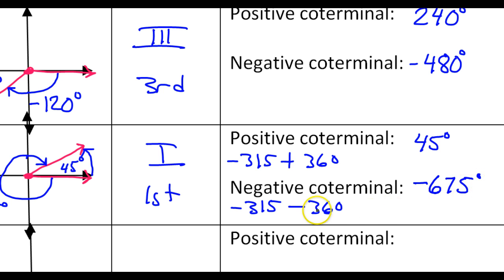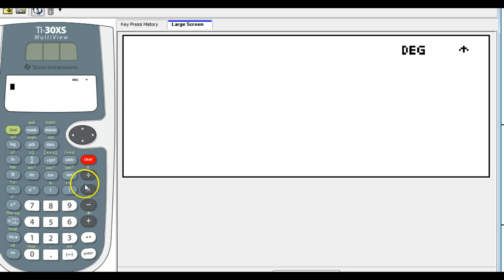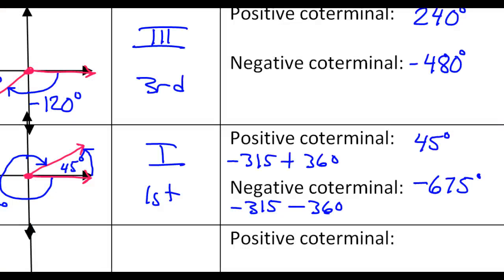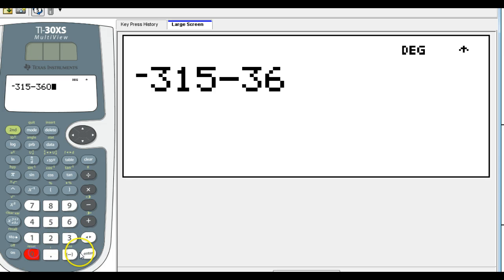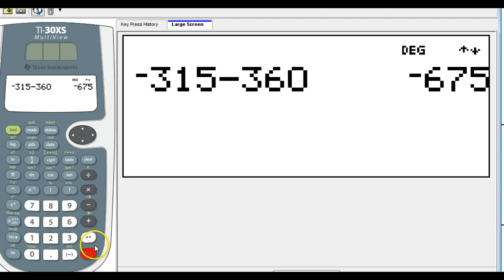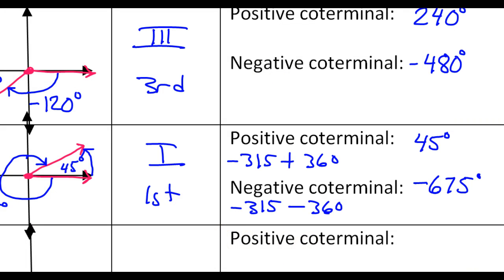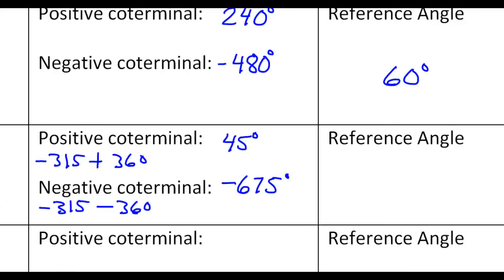675. So do not get addicted to using your TI-30XS MultiView to do things like negative 315 minus 360. You have to be able to do this either in your head or using a basic four-function calculator where you can't just type it in that way. Okay, let me stop preaching.